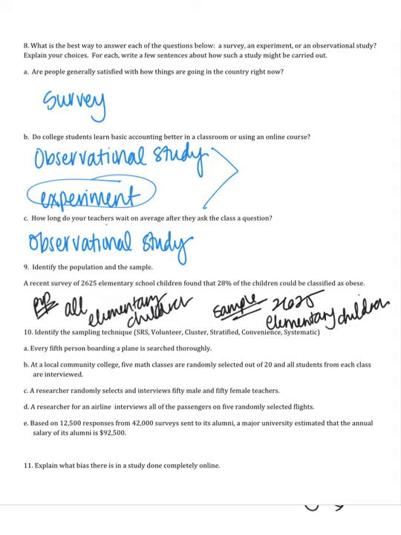All right, so a recent survey of 2,625 elementary school kids found 28% of children could be classified obese. Population is all of the elementary school children, and the sample is those 2,625. All right, identify sampling technique. Every 5th person boarding a plane is searched thoroughly. This is going to be systematic.